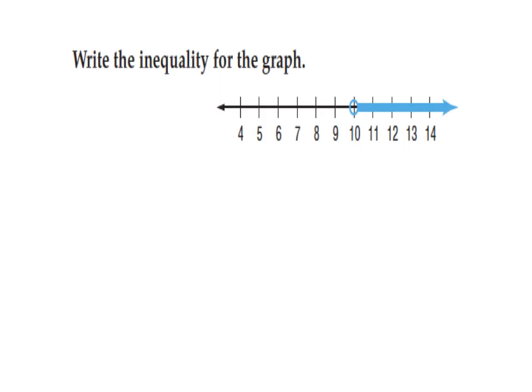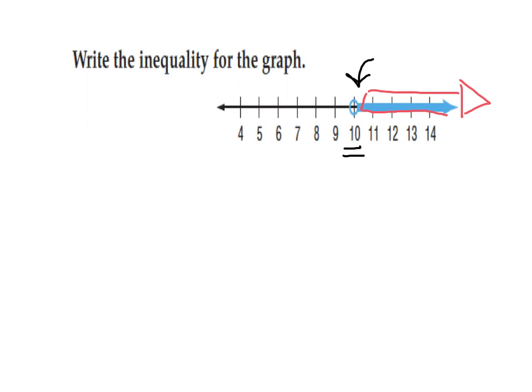Alright, so can we do the opposite? Can we take a number line that has enough information, such as an open circle here, so I know that I have a less than or greater than sign. I also know that it's starting at 10, and I know that since it's shaded here and going this way, that's all the numbers greater than 10. So how do I write this answer?